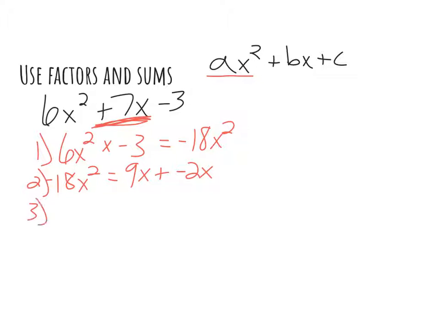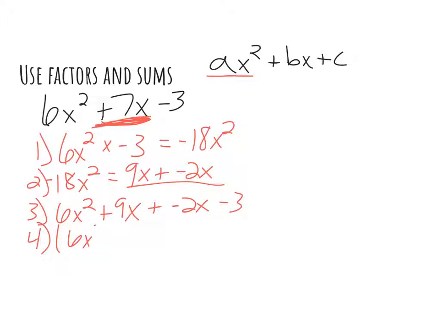So what I'm going to do next in step 3 is instead of this 7x, I'm going to put the two factors that I just found. So 6x squared plus 9x plus a negative 2x minus 3. So now what I'm going to do is I'm going to factor using what's called grouping. So I'm going to group the first two together and group the second two together.